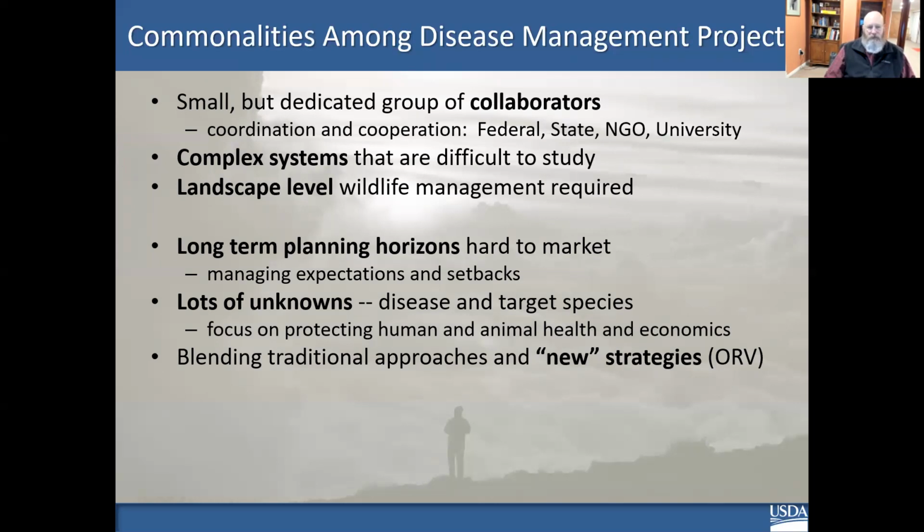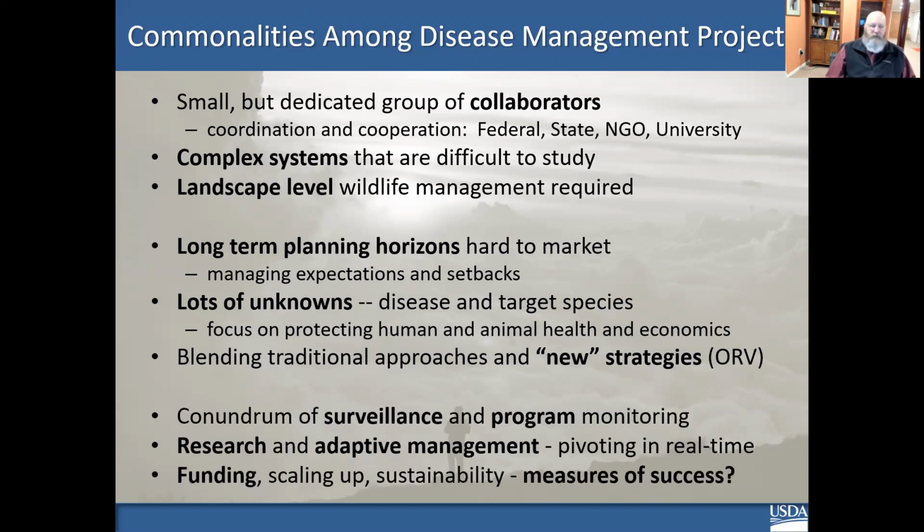There are lots of unknowns in terms of disease and target species. And you're blending traditional management approaches with new strategies that can be difficult and complex to implement and to explain. Then there's always the conundrum of surveillance and program monitoring: how much, when, and is it effective in monitoring your program, and having enough research to be able to do that adaptive management and pivot in real time to change your management strategy to be more effective. And then there's always the chase for funding and scaling up and sustainability, and how do you ultimately measure success?